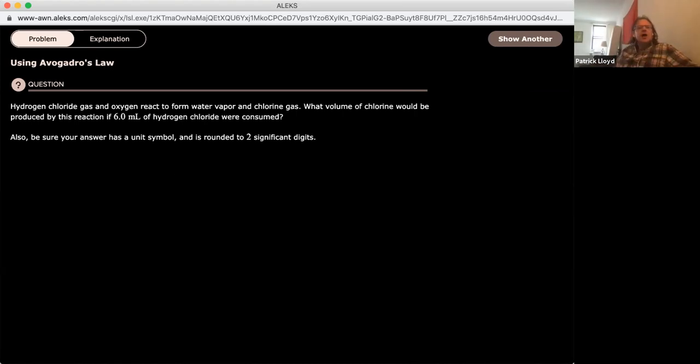So here's a different one. Hydrogen chloride gas and oxygen, should really say oxygen gas, react to form water vapor and chlorine gas. So everything's a gas here. What volume of chlorine would be produced by this reaction if 6.0 milliliters of hydrogen chloride were consumed? This one, they only want 2 significant digits, right? Because it's 6.0. Remember, consumed means you're a reactant. Okay, so let's take a look at that one.